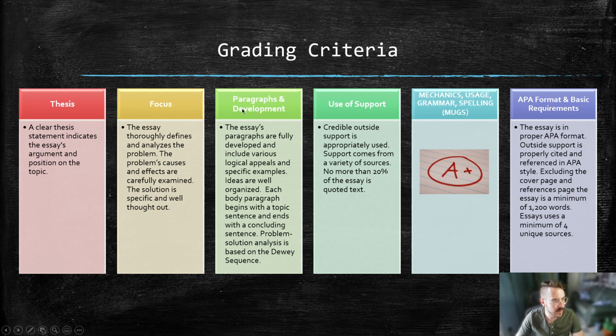I'm going to be looking at the paragraphs and overall development. So your paragraphs are fully developed and include various logical appeals and specific examples. Your ideas should be well organized. Each body paragraph should begin with a topic sentence and end with a concluding sentence. And you need to follow the Dewey sequence. Your ideas should be well supported with credible outside research. So you need to have at least 4 sources for this paper.